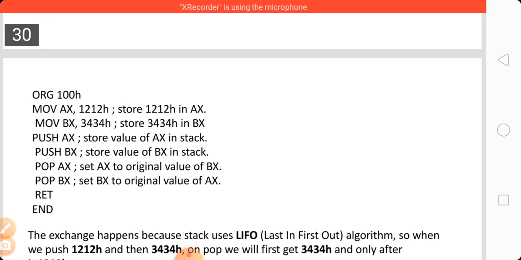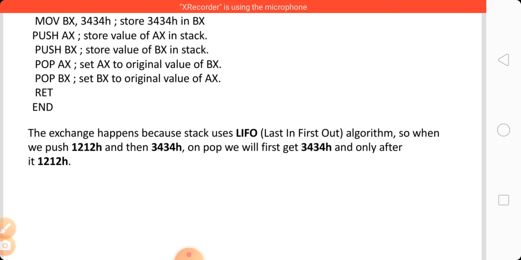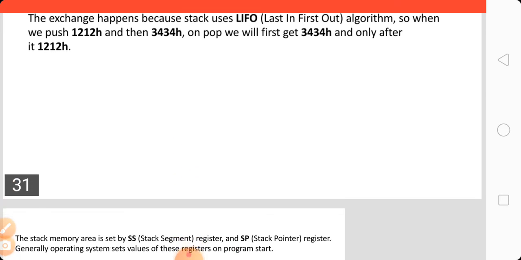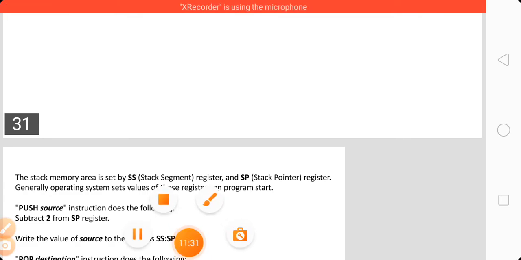and then end. The exchange happens because the stack uses LIFO, that is the last in first out algorithm. So when we push 1212H and then 3434H on top, we will first get 3434H and only after that 1212H. So in this way we can exchange the values using the stack.